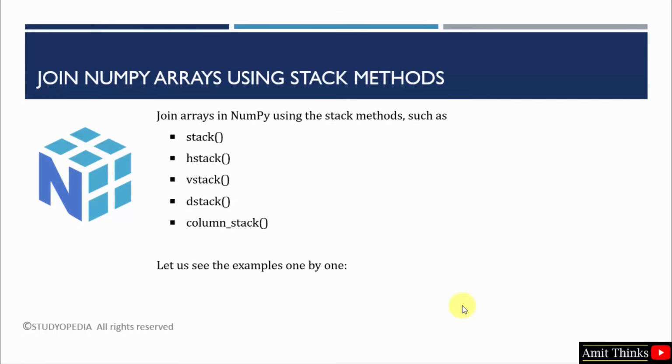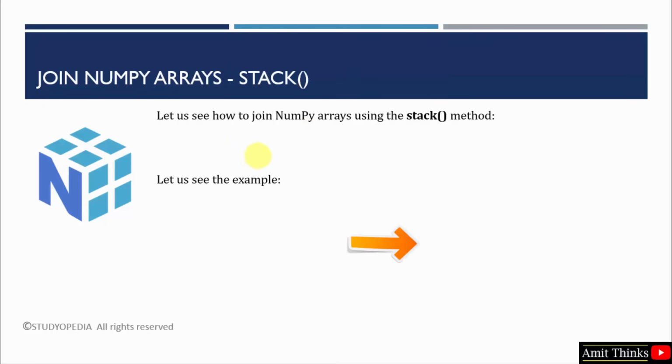Now let us see how we can join NumPy arrays using the stack methods. The following are the methods through which we can easily join arrays. Let us see them one by one, beginning with the stack method. With this function we can easily concatenate arrays but along a new axis. So we will pass a sequence of arrays we want to join to the stack method along the axis, but if you won't mention the axis, it will be considered as 0. So let's see.